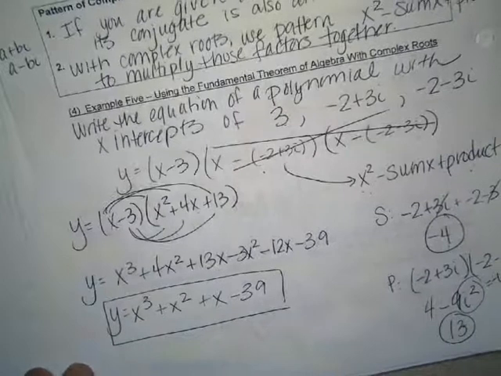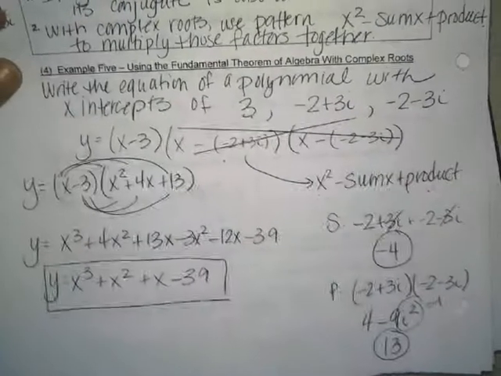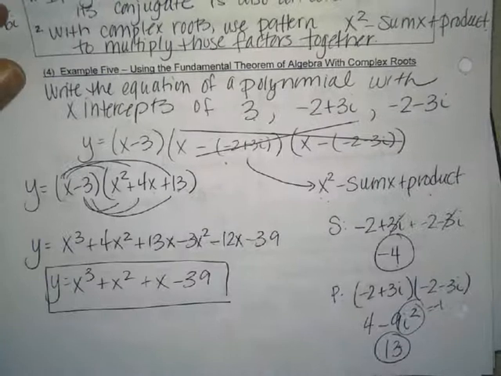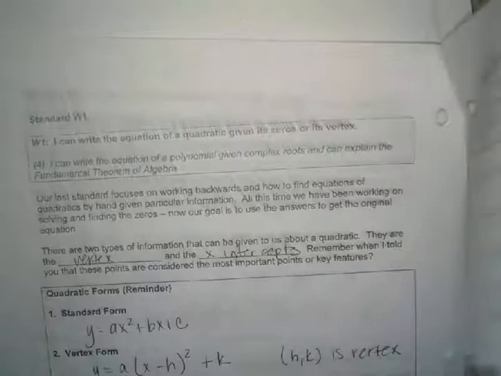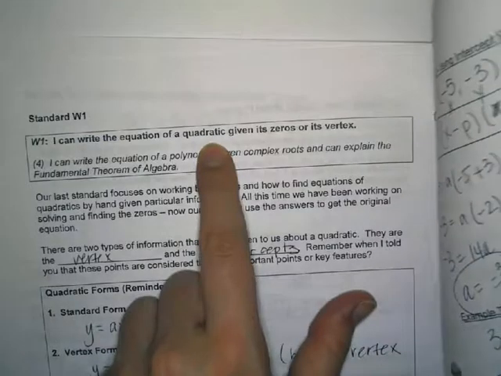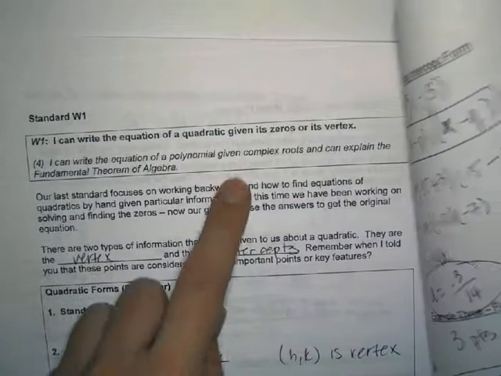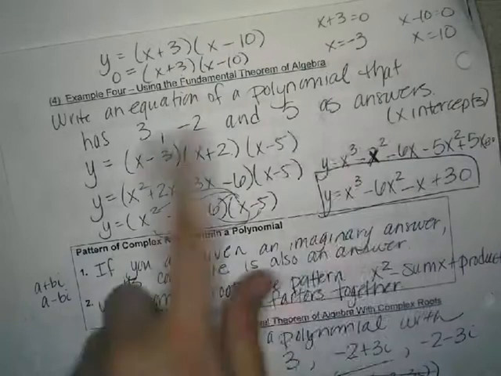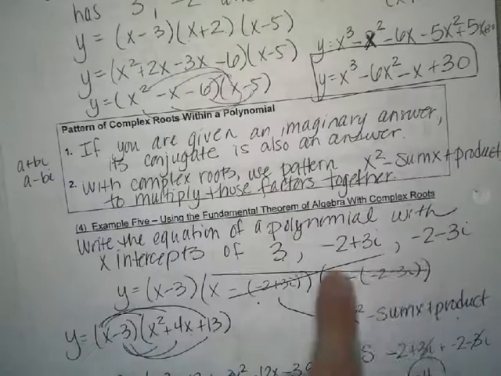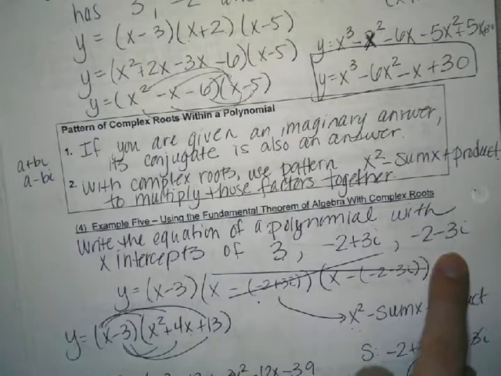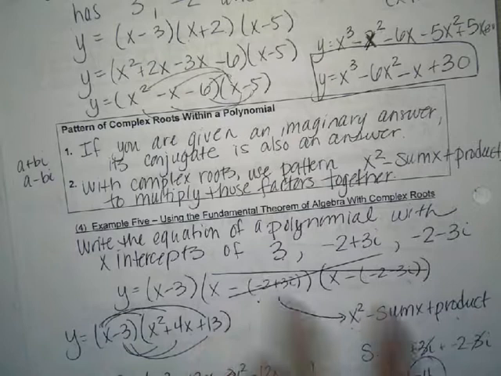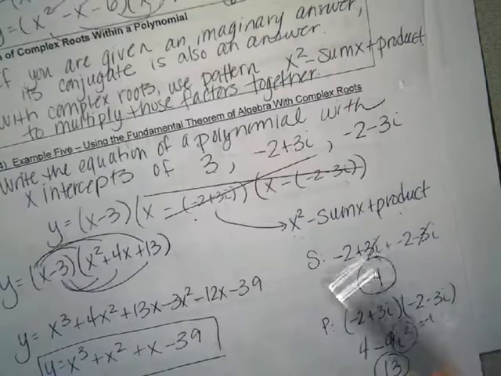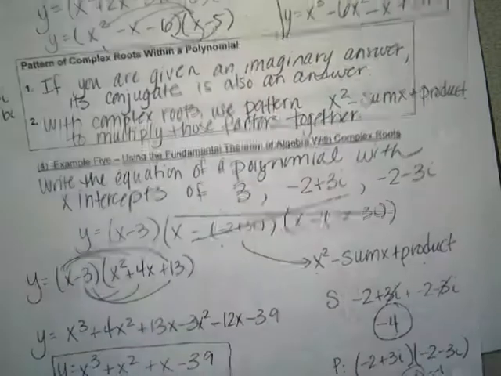Okay? Now, I know this is a lot here, but it's related to the standard because it's W1. I can write an equation of a quadratic is our goal here, but then extending to polynomials is the next goal. So we've extended it to polynomials with just regular numbers as answers, and then also when we have conjugates or when we have complex roots, you still set it up the same way, but to easily FOIL this together, we do this pattern x squared minus some x plus product. Okay. Now you will get some practice on this next week.